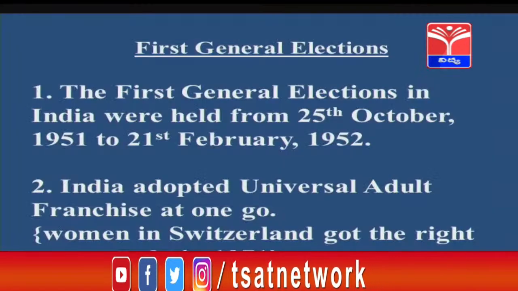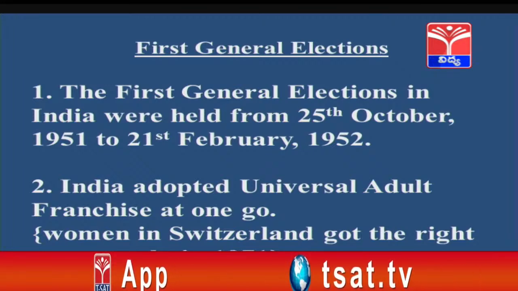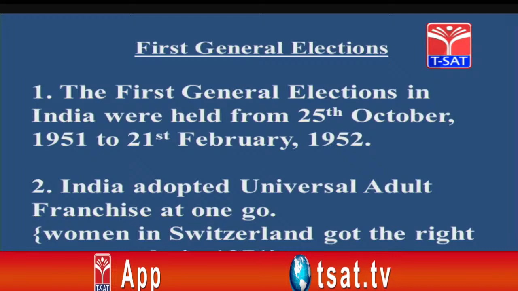The first general elections in India were held from 25th October 1951 to 21st February 1952. Students, I will explain why it took so much time. Transportation was not developed, and most of the people did not know the importance of elections. As soon as India became independent and a republic, the Constitution gave the right to vote to all sections of people, and people were quite happy with the right to vote.